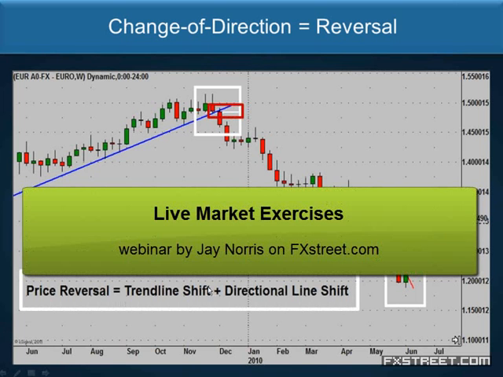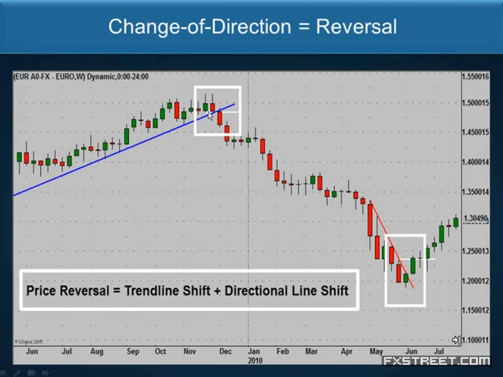Price reversal equals a trend line shift plus a directional line shift. Very, very important. So this happens to be that green candle you're looking at. That happens to be the highest closing candle. Mark the low of the highest closing candle. So I need two conditions to be fulfilled here.